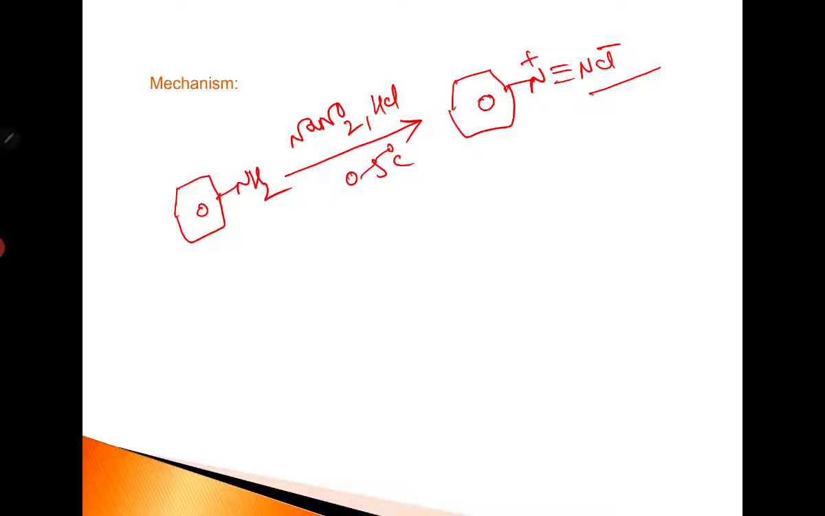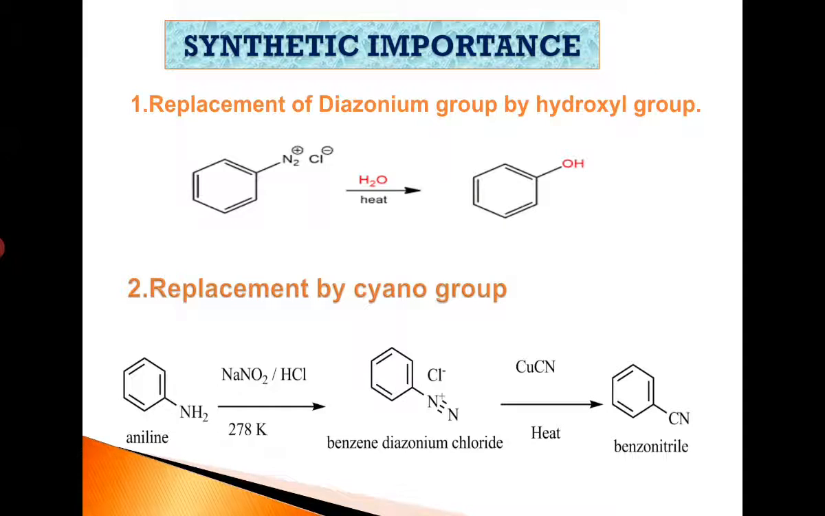Benzene diazonium chloride is obtained. The general formula is aryl N+≡N X−, with a lone pair of electrons. Next, what are the uses of benzene diazonium chloride?